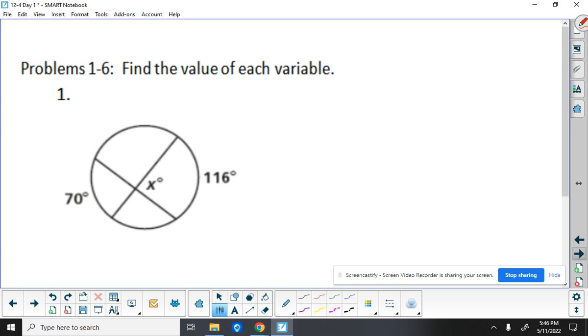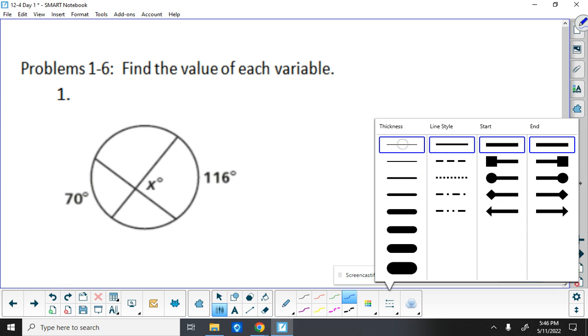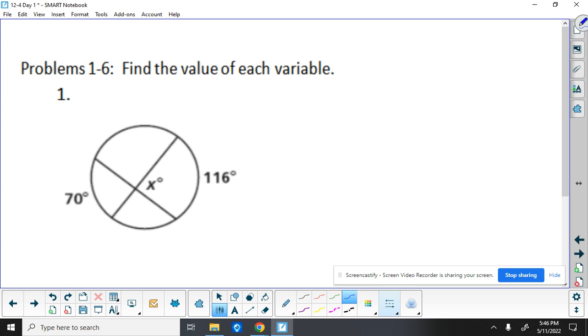So let's do some problems. On this first one, find the value of each variable. I'm looking for the measure of that angle. It's formed by the intersection of these two lines, and so x is going to equal half of the sum of the two arcs. So I just add those two together.